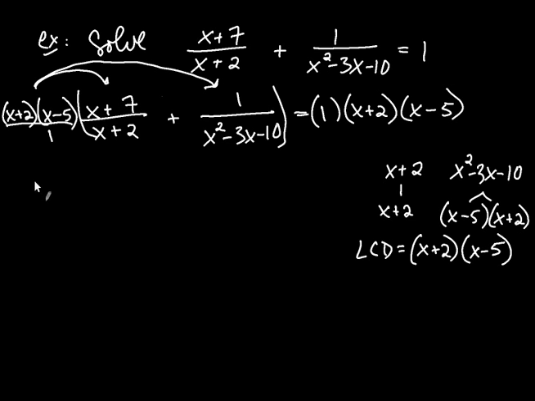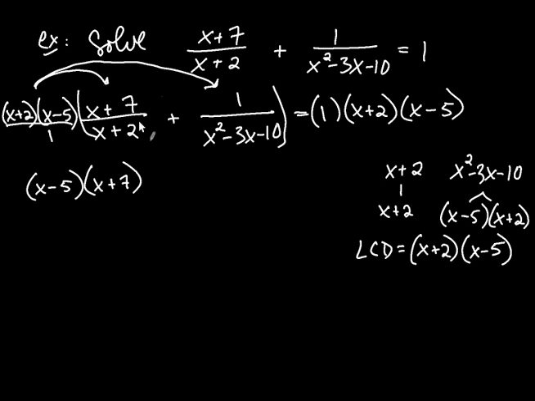So let's write that down. I'm first going to get x minus 5 times x plus 7. And that was the result of multiplying these two together. The x plus 2's cancel. Now remember, we also have to do this, right? This long arrow.